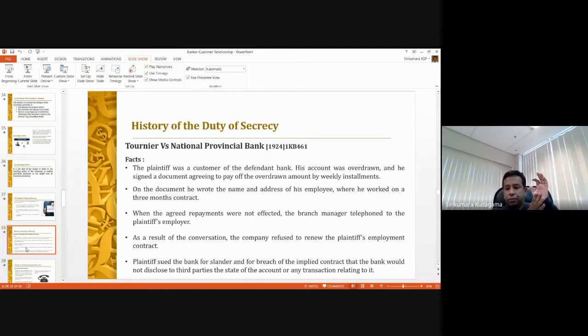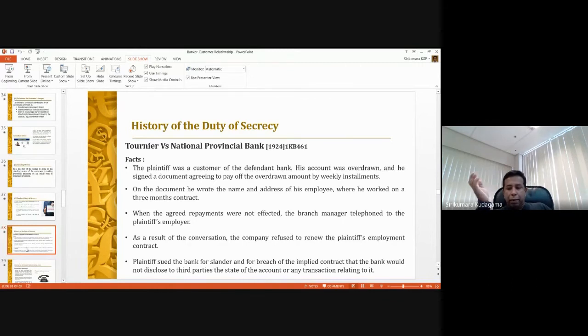On this document, on his agreement, he wrote the name and address of his employer, not employee. He was working with some person, some place. He wrote the name of that place, that person, and gave it to the banker. But this man could not make those weekly payments as agreed.